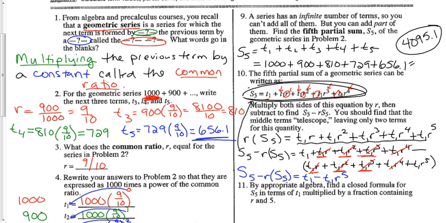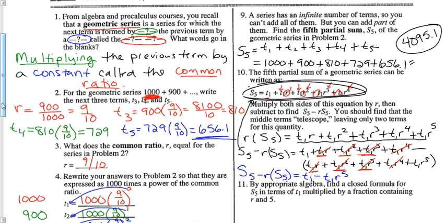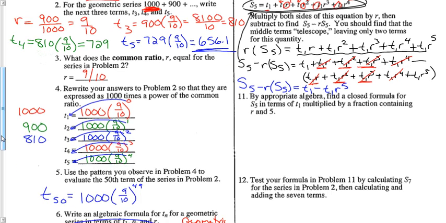So that's all we had to do for number 10, which is good because we have run out of room. So number 11, by appropriate algebra, find a closed formula for s sub 5 in terms of t1 multiplied by a fraction containing r and 5. Oh goodness. Okay, so let's look back at the blue statement that I have. I'm trying to solve for s sub 5.